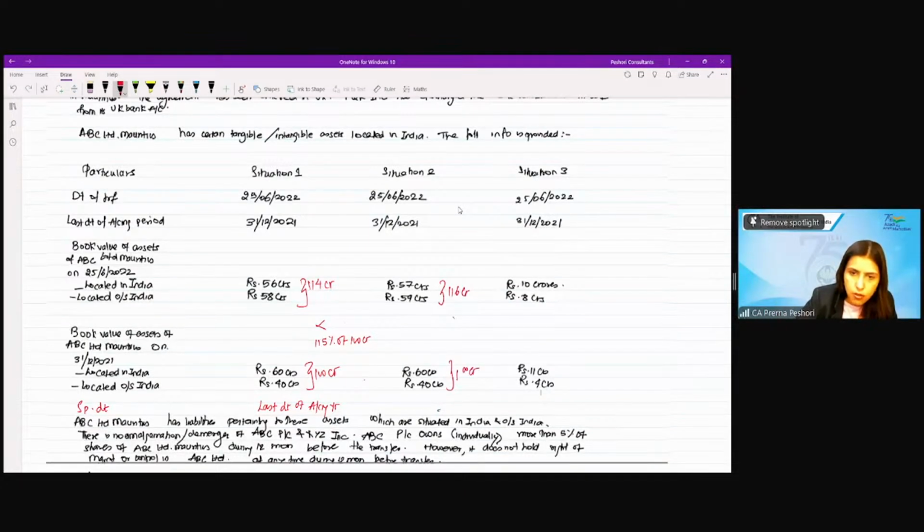So this is 100 crore and this is greater than 115% of 100. So we will take the date of transfer as 25th June. Are we clear? What will happen in the last scenario?